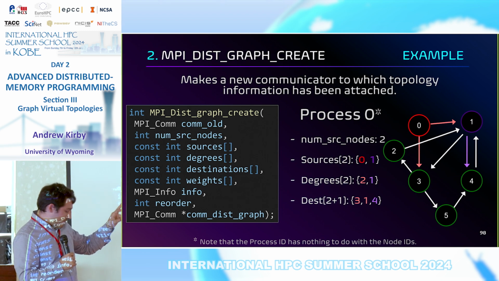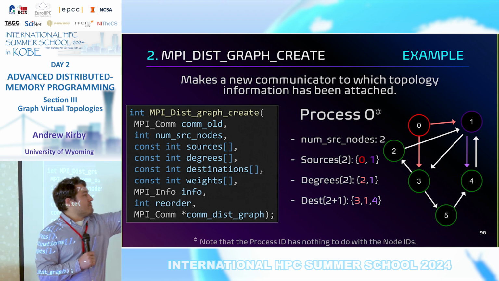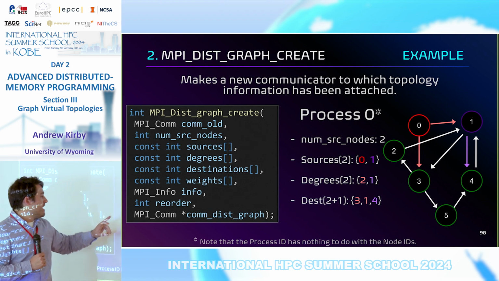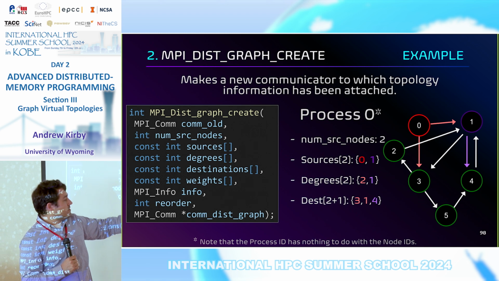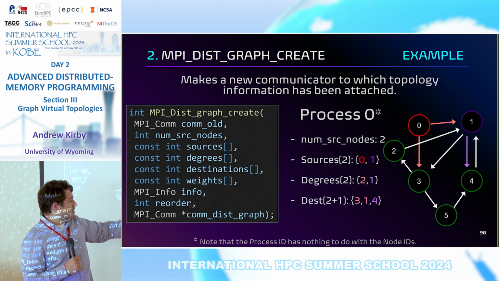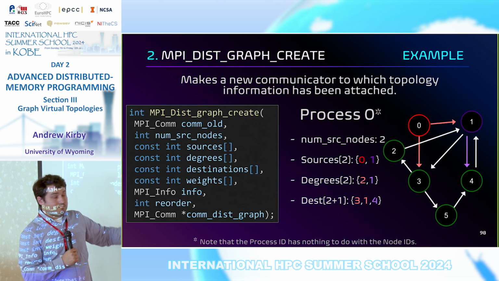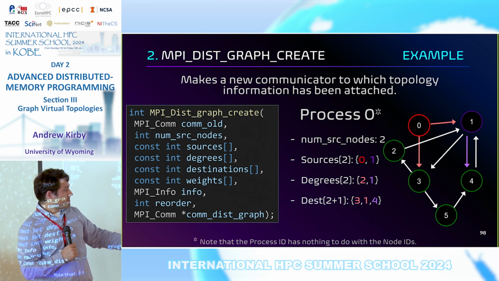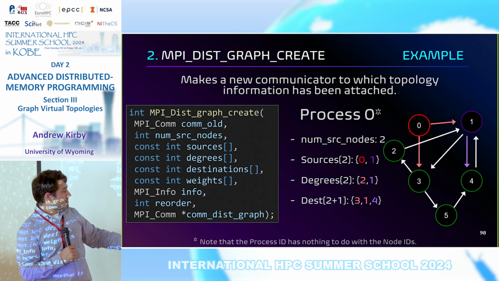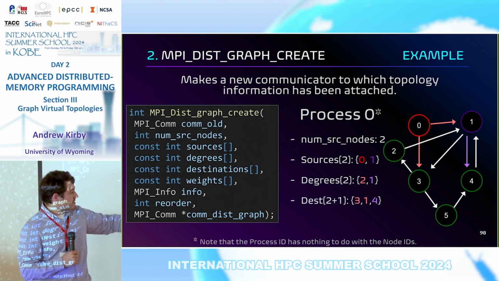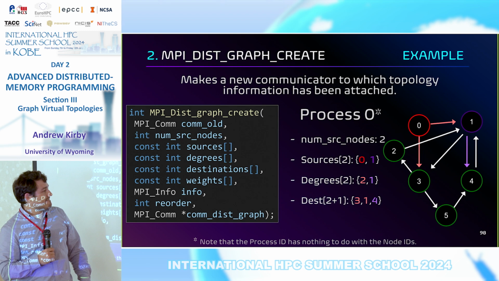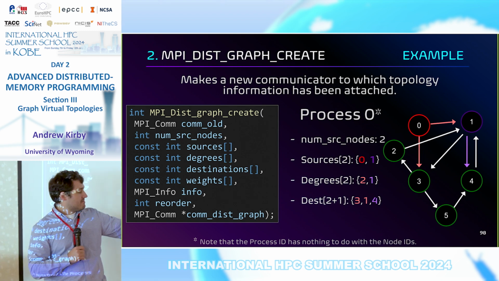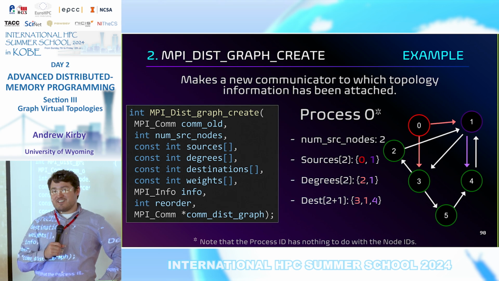So let's see here. Oh, source nodes. Ah, yes. Okay. So if we look at node 0, it has 2 sources, 0 and 1, degrees. Right, the construction. Yes, I believe that's correct. Right, right. So, yes. Yes, thank you. Right, okay.